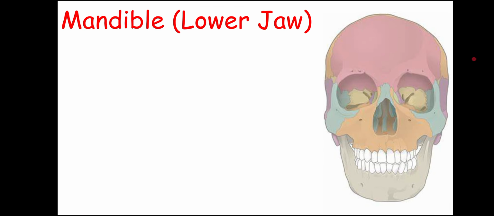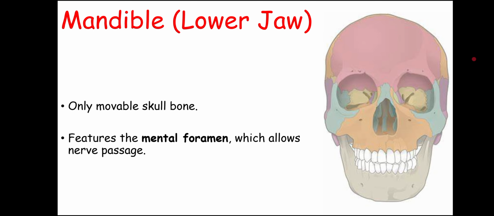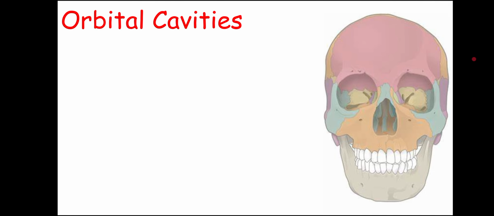The next bone we have is mandible that is also called as lower jaw. It is only movable skull bone. Its features include mental foramen that is visible from the anterior view or Norma frontalis, and it allows the passage of mental nerve and vessels.